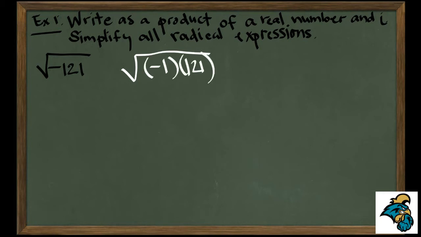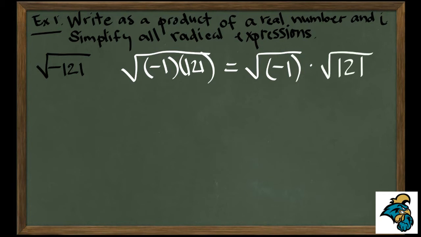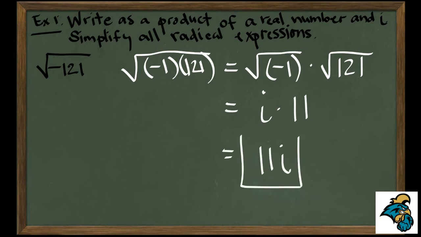Well, a property of square roots says that we can separate them. So we have the square root of -1 times the square root of 121. The square root of -1 is i, and the square root of 121, you can do in your calculator, it comes out nicely, is 11. So we write that as simply 11i.